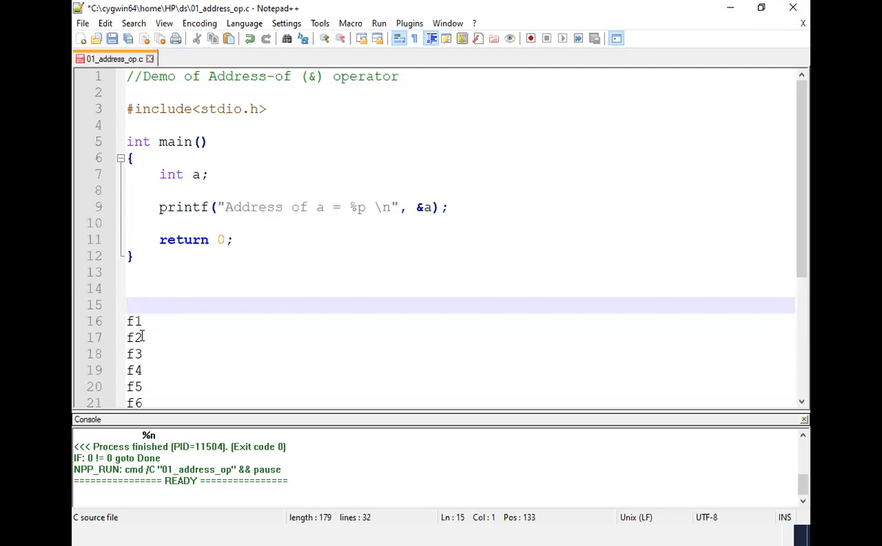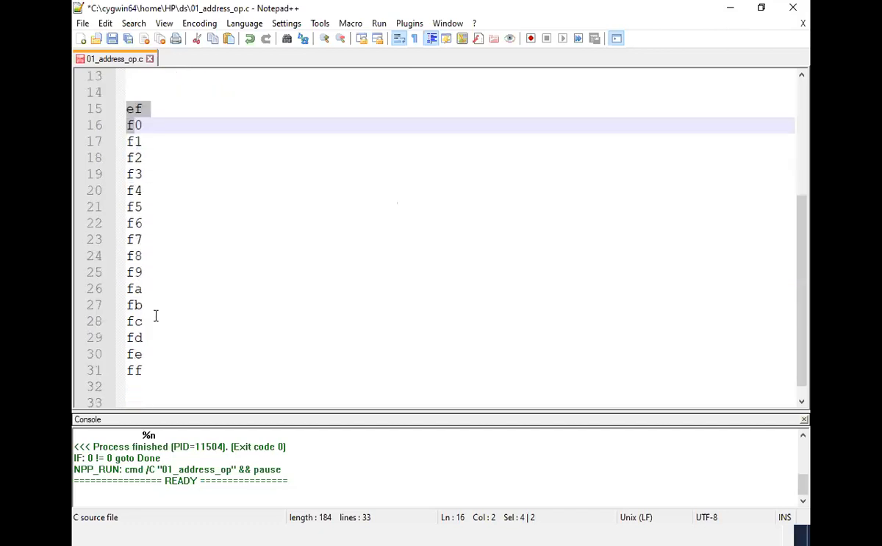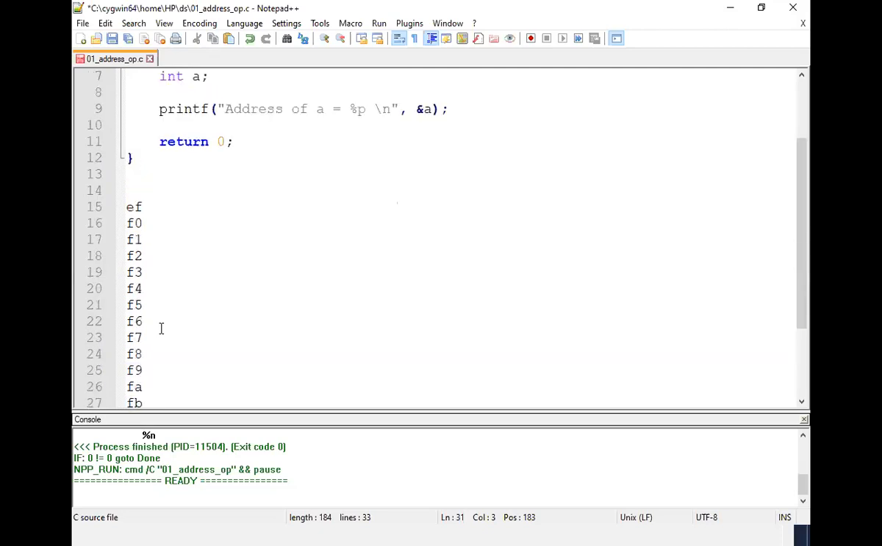Now, what will come before F1? F0. Now the interesting point: before F0, we get EF. Did you follow this number convention, the sequencing numbers? Yes, right? Okay. Now, if this is understood, then it will be easy for me to trace the program.